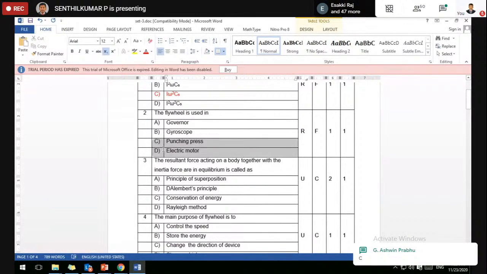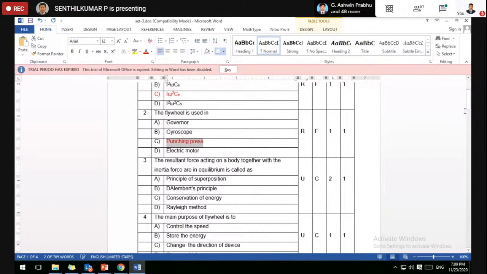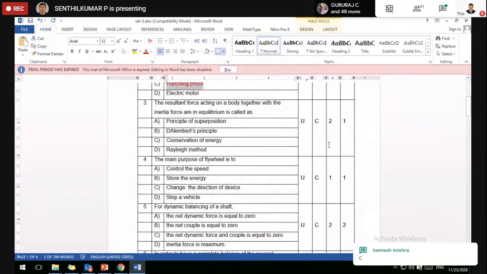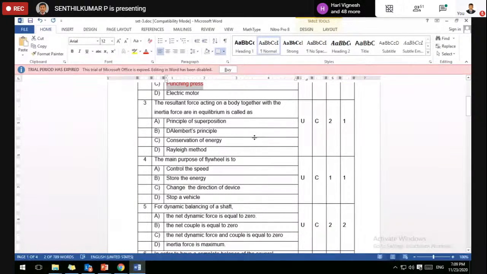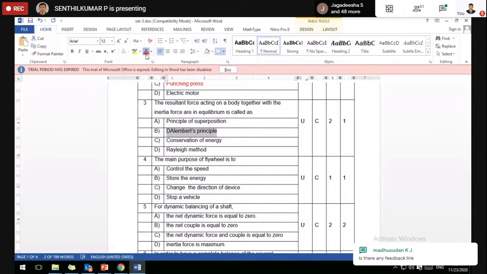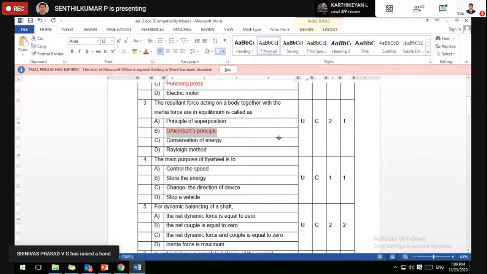Again, option C, punching press. Yes, punching press. And the third question: the resultant force acting on a body with an inertia force, or in equilibrium, is called principle of superposition, D'Alembert's principle, conservation of energy, or Rayleigh method. It's D'Alembert's principle. Total force plus inertia force equals 0, so that comes under D'Alembert's principle.